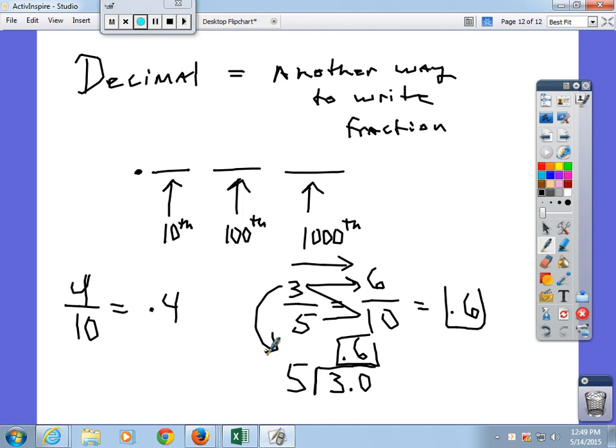Now, why can you not do it this way all the time? Because 3 won't go into 10. It will, but it will be decimal. So you have to rely on the division to change into a decimal. Okay? So, basically, what we're talking about, fractions, decimals, and percents, is 3 ways to write a ratio.